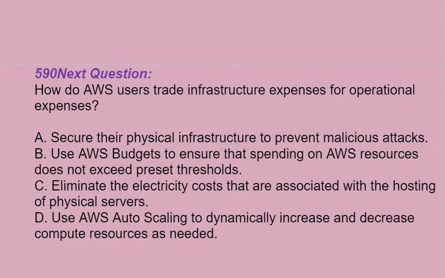Question is, how do AWS users trade infrastructure expenses for operational expenses? Option A, secure their physical infrastructure to prevent malicious attacks. Option B, use AWS budgets to ensure that spending on AWS resources does not exceed preset thresholds. Option C, eliminate the electricity costs that are associated with the hosting of physical servers.